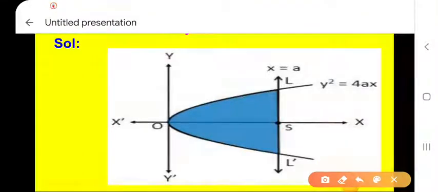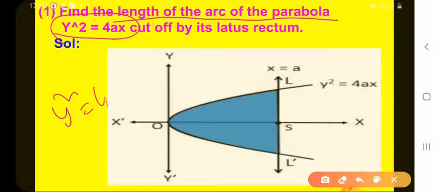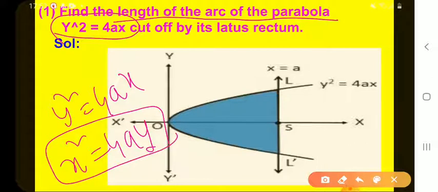See here, this is the third problem. Find the length of the arc of the parabola y square equals 4ax. In the first sum, we solved the x square equals 4ay equation. In the first sum, what was the given equation? X square equals 4ay. But here, what is our parabola equation? Y square equals 4ax. This is the graph of y square equals 4ax.